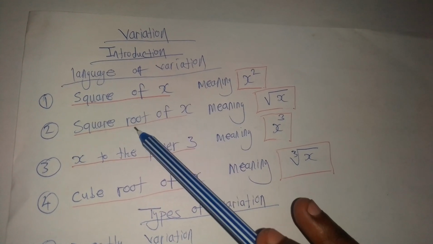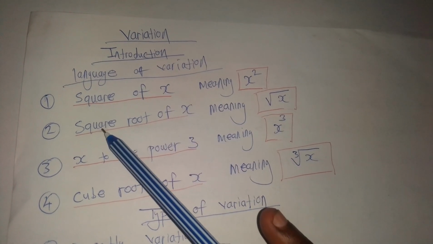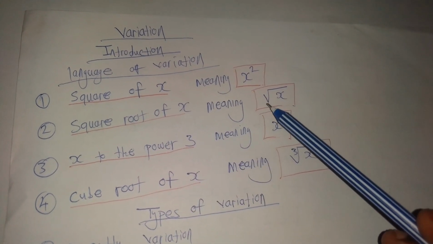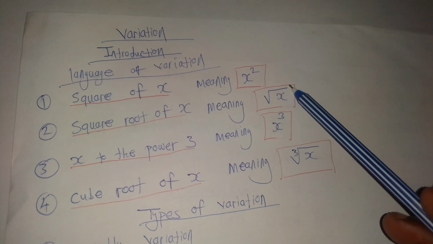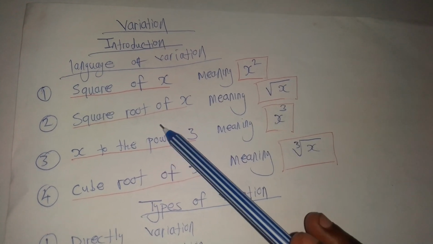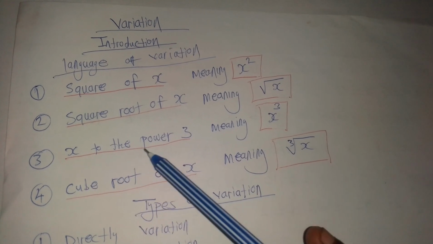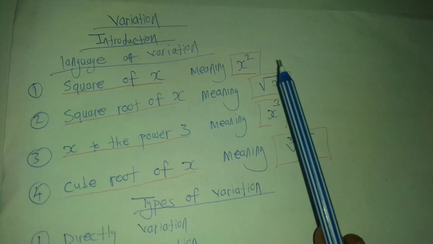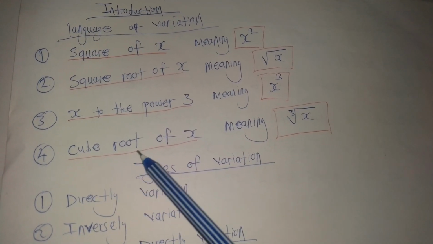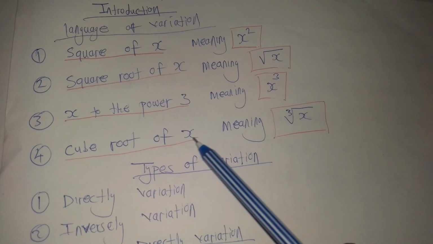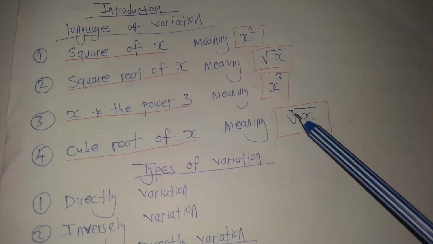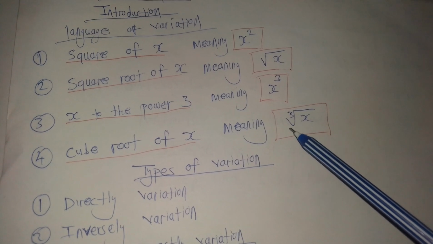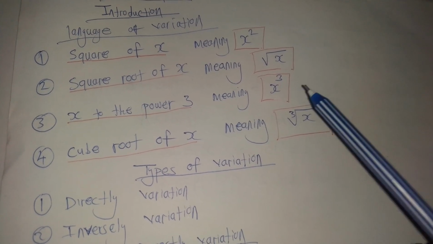Then when they say square root of x, now there's a difference. Look at the underline with red. This one is a square of x and this one is square root. So when they say square root of x, it means you get the square root. So this symbol is for the square root, then x. Number 3, when they say x to the power 3, it means x power 3. Number 4, cube root of x. When they say cube root, it means here you put a square root, then here you put a 3. So these present a cube root of x.